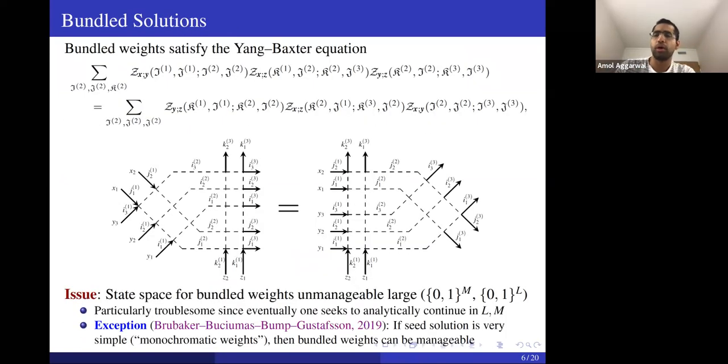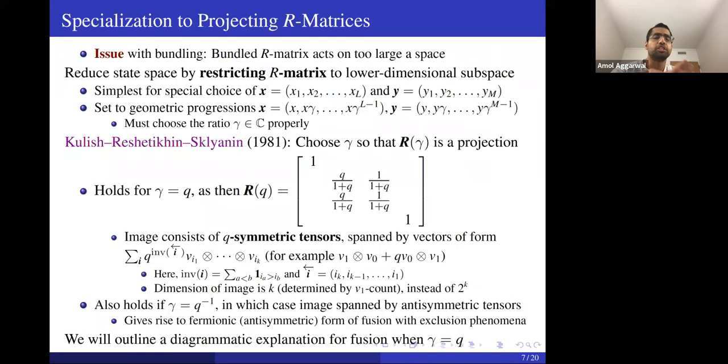Okay, so I want to describe a way of compressing, and this is really the fusion procedure, as a way of projecting or restricting to a smaller state space that's more manageable and that will give me friendlier weights. As I mentioned before, the issue with bundling is that the bundled R matrix acts on too high dimensional a space. So the basic idea is fairly natural: you restrict the state space by restricting the R matrix to some lower dimensional subspace. You have to find a lower dimensional subspace that's closed under the action of the R matrix, and that will be the state space that you use instead.